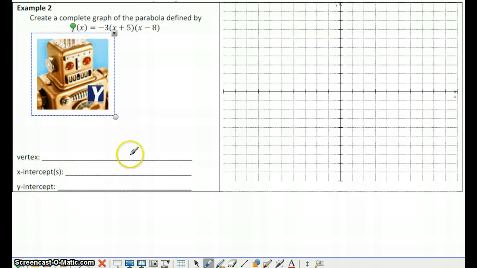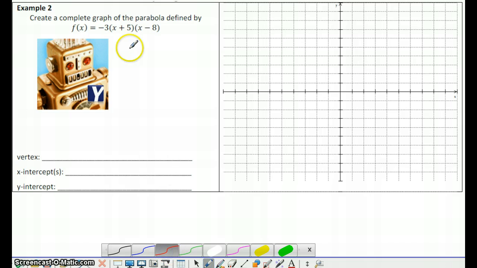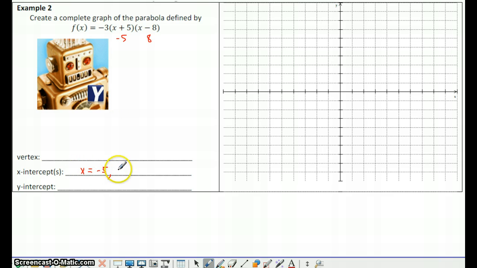So moving on to example 2, I'm given factored form here, which automatically gives me the two x-intercepts. The x-intercepts are going to be -5 and +8. So down here, x equals -5 and +8. I'm going to go ahead, -1, 2, 3, 4, 5, one intercept, and 1, 2, 3, 4, 5, 6, 7, 8 is the other intercept.